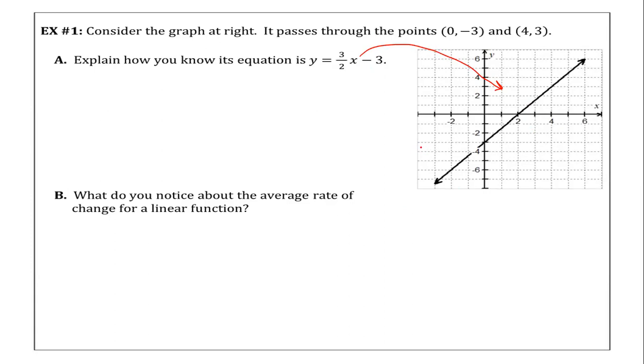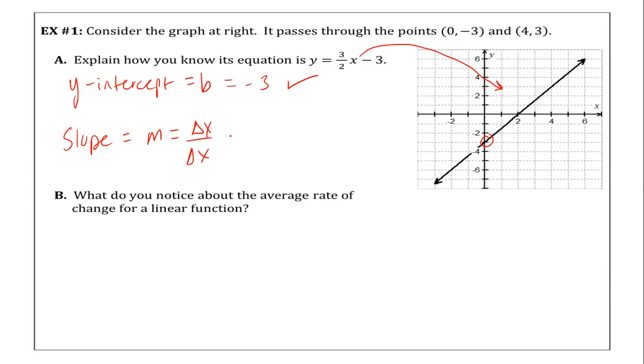Exactly. I have to find the slope and the y-intercept. Let's start with the easy one, the y-intercept, which equals your b. I'm going to go to the y-axis, and where is it? -3. So my y-intercept should equal -3, and does it? Yes. Second, I'm going to check for my slope. My slope equals m, equals my rise over my run, my change in y over my change in x, all those things to represent your slope.